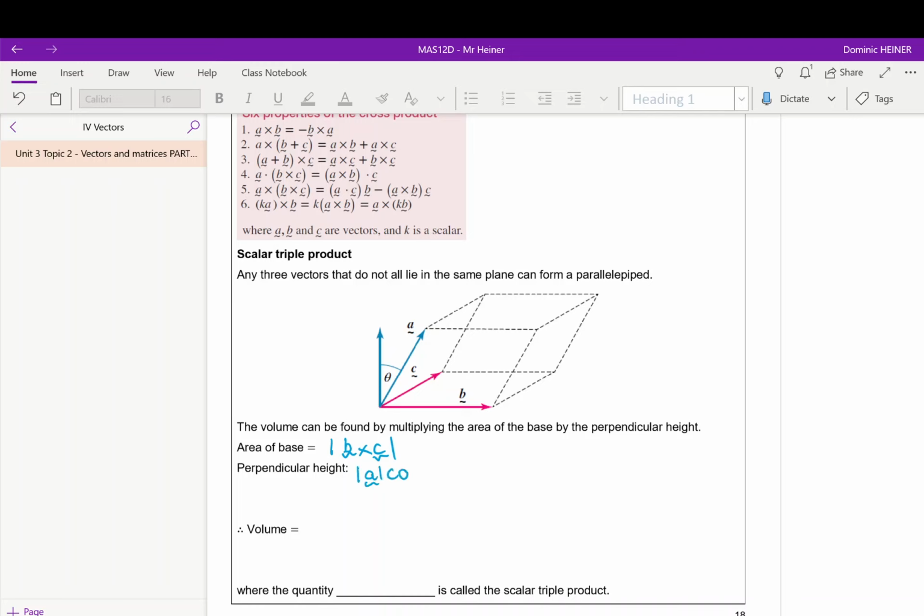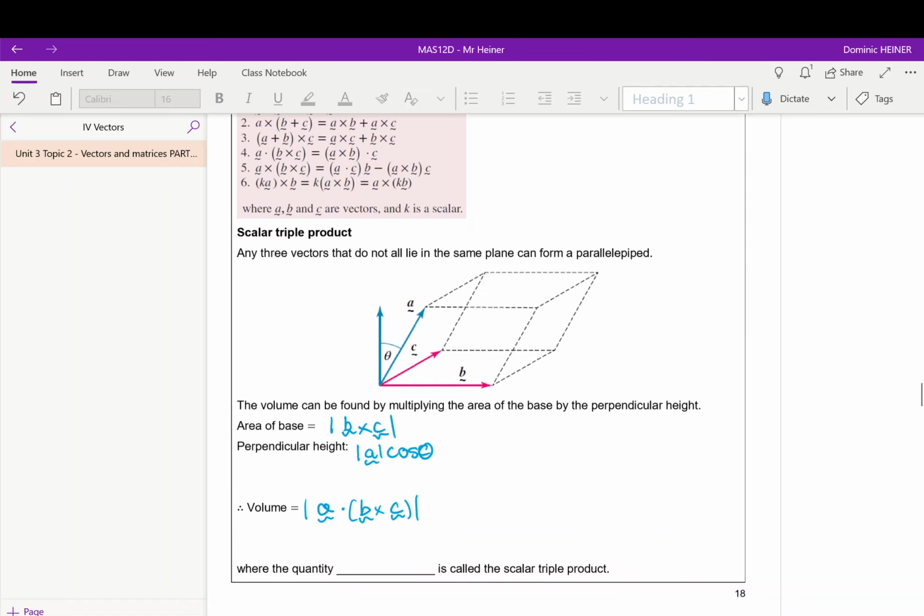The perpendicular height is given by the magnitude of A cosine theta. Therefore, the volume is going to be the magnitude of A dot B cross C, where the quantity A dot B cross C is called the scalar triple product.